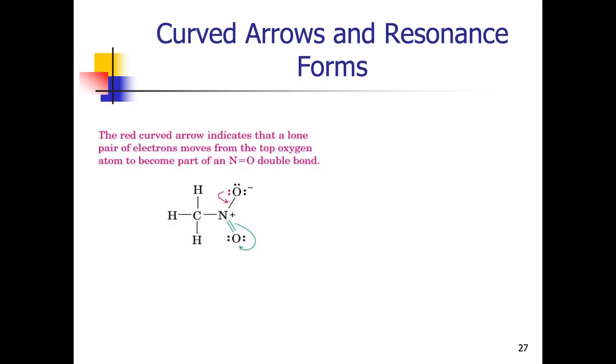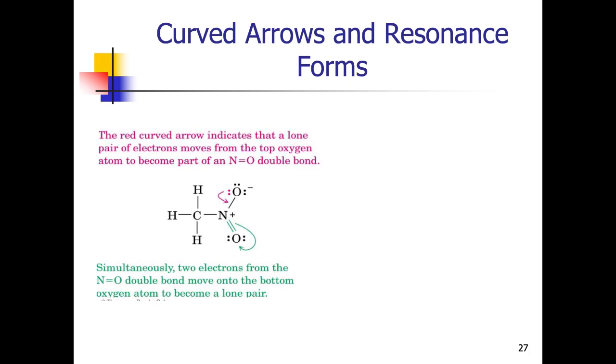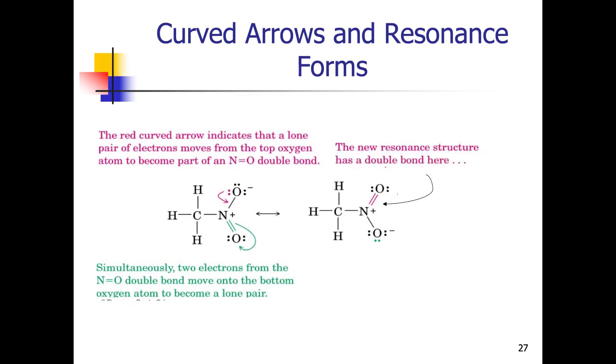The red curved arrow indicates that a lone pair of electrons moves from the top oxygen atom, to become part of an NO double bond. Simultaneously, two electrons from the NO double bond move onto the bottom oxygen atom, to become a lone pair. The new resonance structure has a double bond here, and has a lone pair of electrons here.